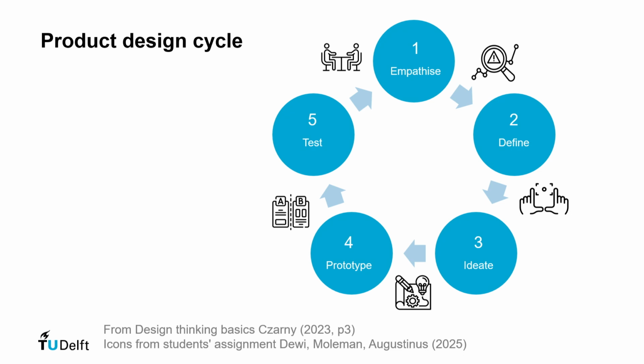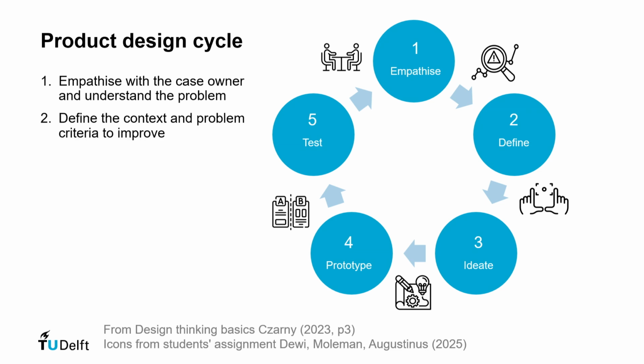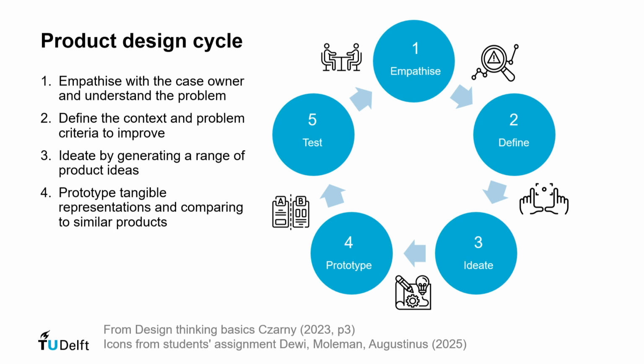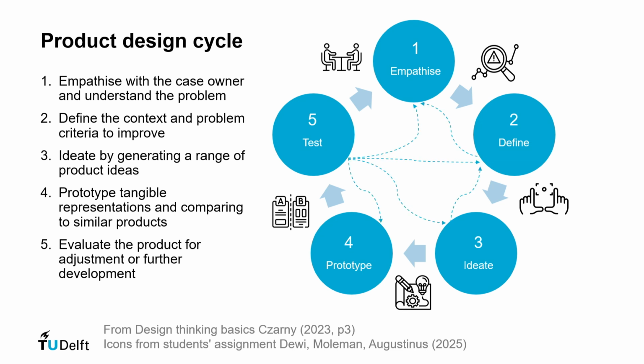Both in scientific and professional practice, design steps are proposed. The basic product design cycle consists of 5 steps. The first step is to empathize with the case owner and understand the problem scope. The second step defines the context and problem criteria to improve according to relevant actors. The third step is to ideate by generating a range of product ideas that are applicable and feasible in the problem context. The fourth step is to prototype by creating tangible representations and comparing them to similar products. The fifth step is to evaluate the product for adjustment or further development.